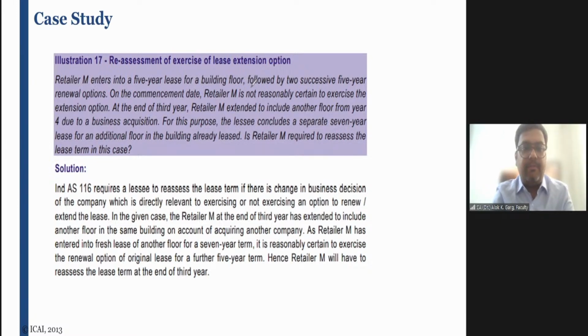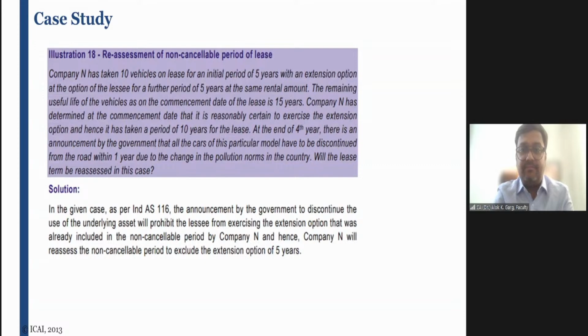Clear? Hemant, Manoj has said yes. What about others? Is it clear? Not clear? Clear?